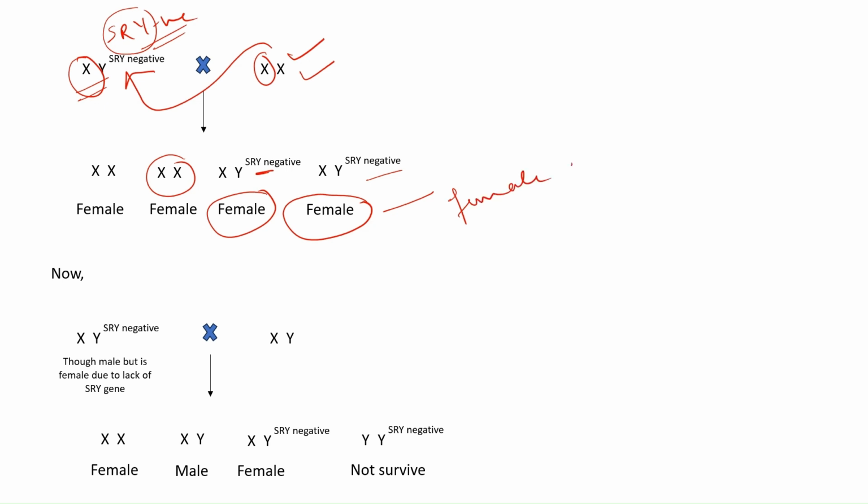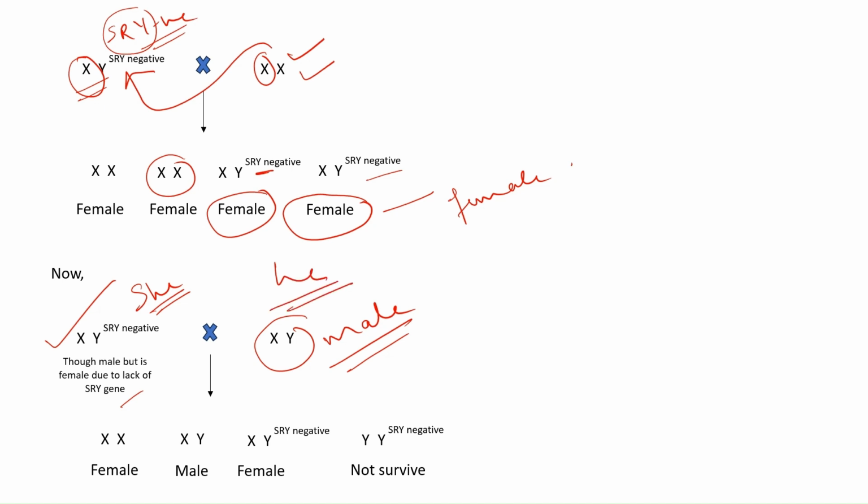So now, suppose you see here XY SRY negative. Though it is a male, now he is a she because of the lack of the SRY gene. So now this he, which is actually a he but now is a she because of the lack of this SRY gene, is crossed with a male. Why is it being crossed with a male? Because externally, this he is a she. So being a she, it should be crossed with a he, that is a male.